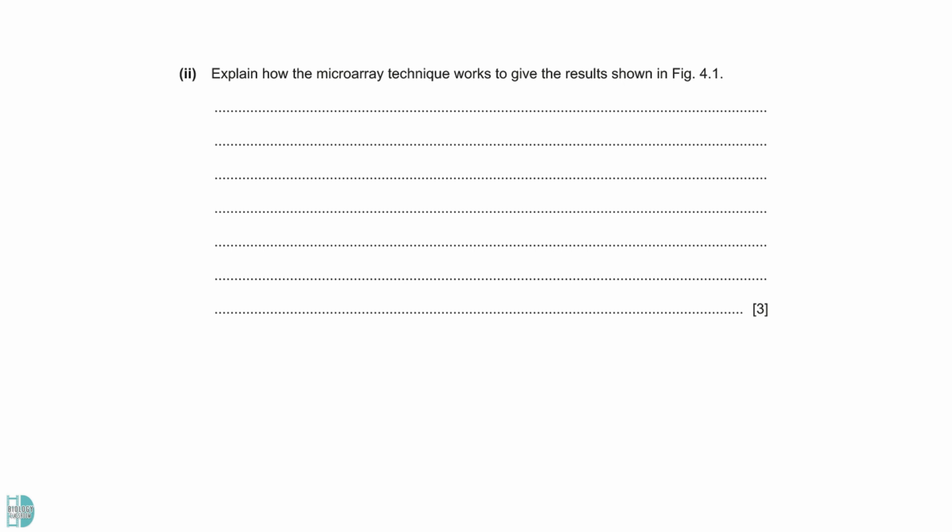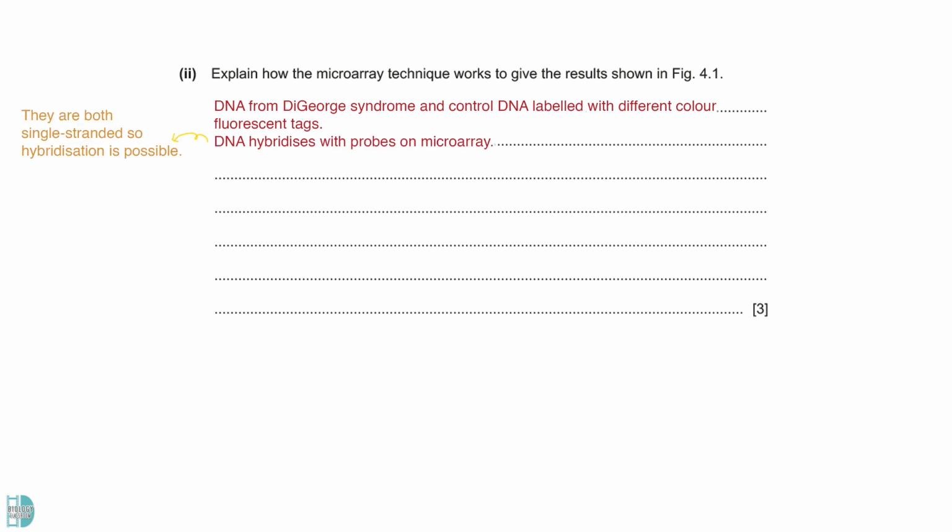2. Explain how the microarray technique works to give the result shown in figure 4.1. First, we need to label the DNA from the two samples we want to compare with different color fluorescent tags. Then, allow those single-stranded DNAs to hybridize with probes on the microarray.